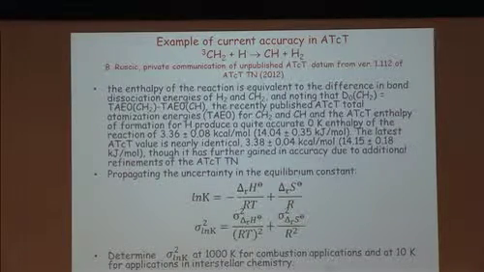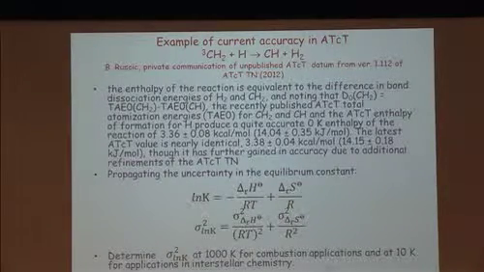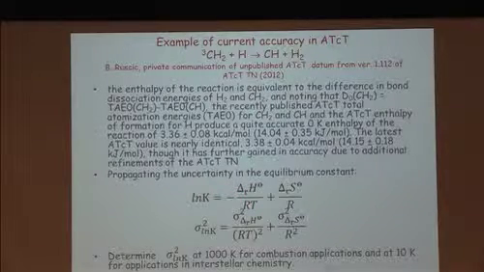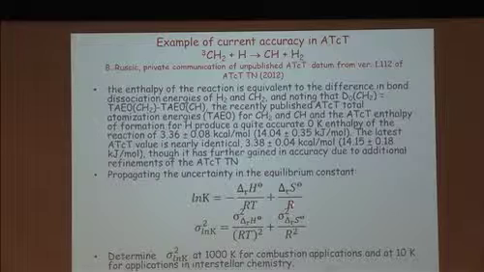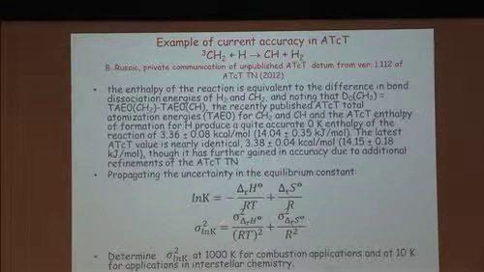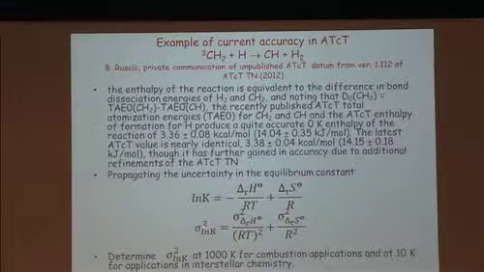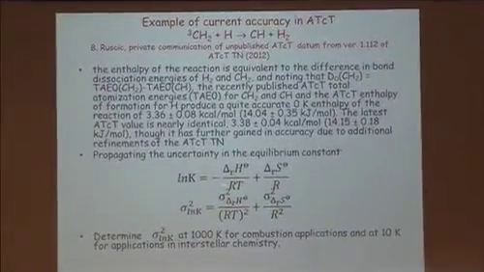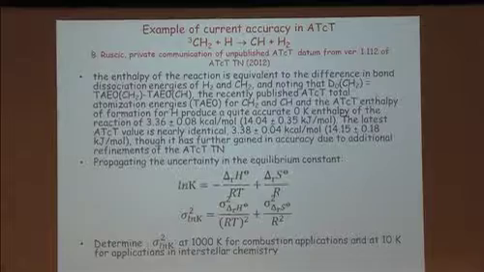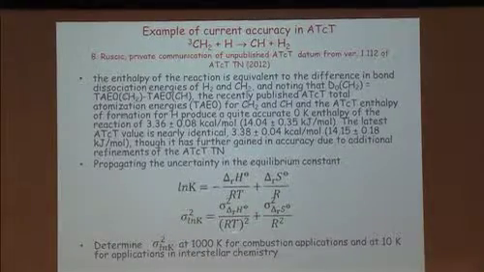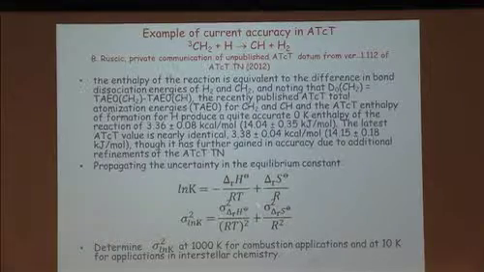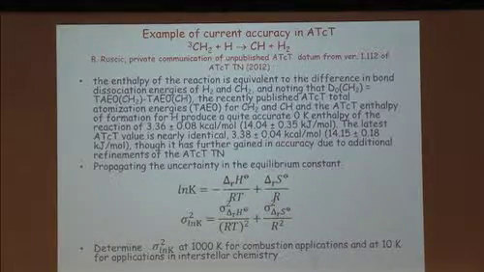And so if we look at the logarithm of the equilibrium constant, then it's equal to minus delta RH over RT plus delta S over R. And so the uncertainty squared, the variance in log K, is equal to the variance in this enthalpy of reaction, divided by RT squared, plus the variance in the entropy of reaction divided by R squared.